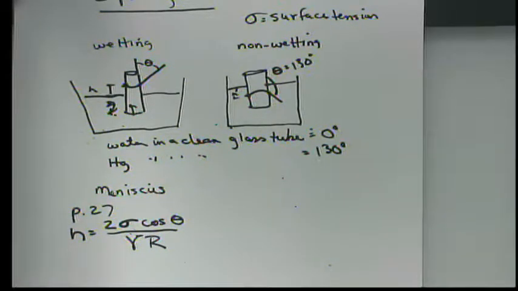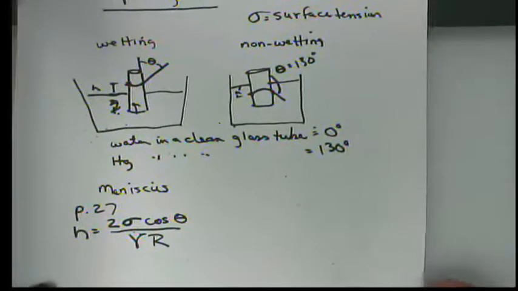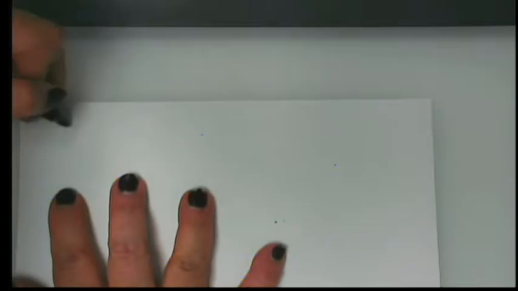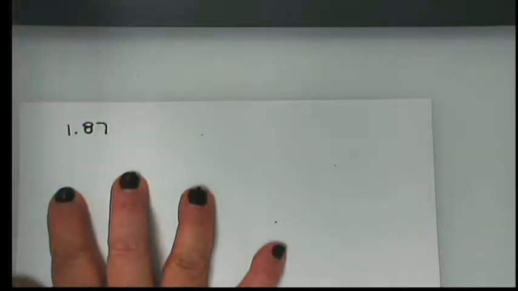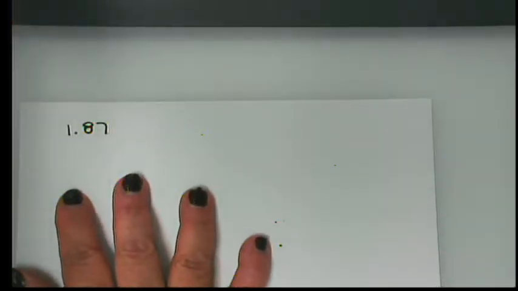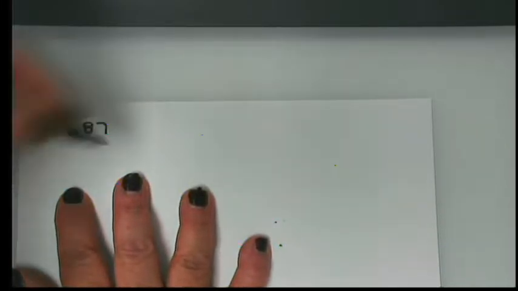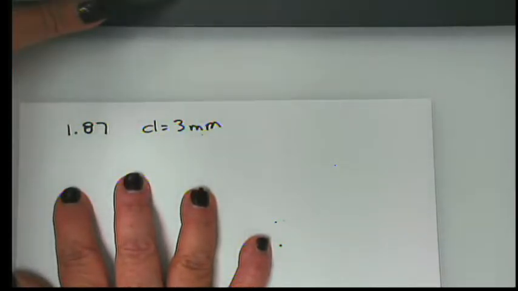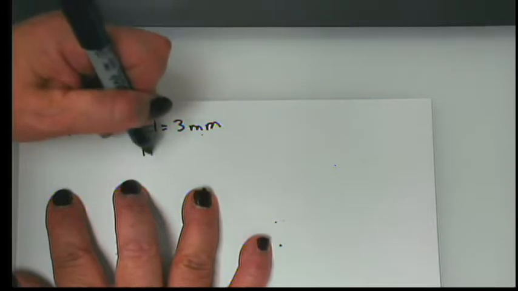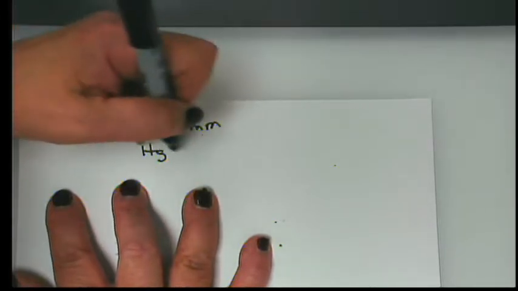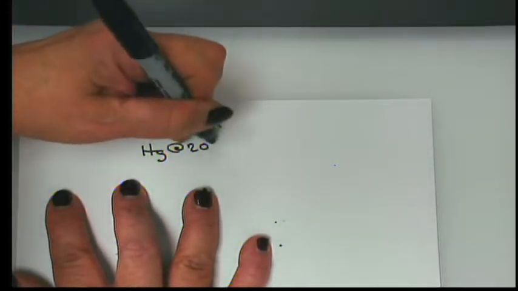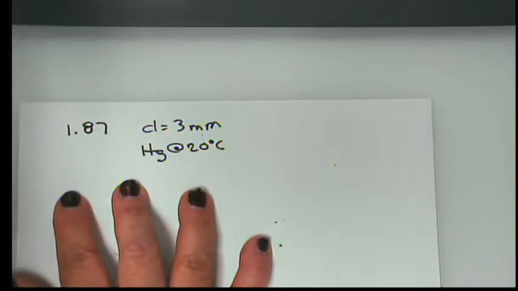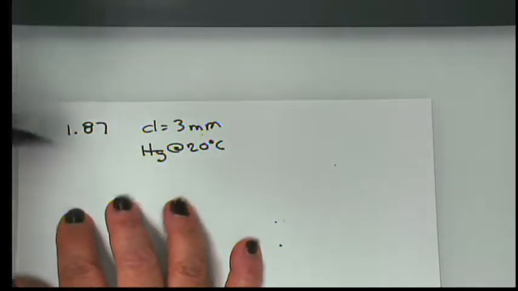All right, so I'm going to take a look at a problem for you. I'm going to do problem 187. Problem 187 states that we have an open, clean glass tube that has a diameter of 3 millimeters. It's inserted vertically into a dish of mercury, and the mercury is at 20 degrees centigrade. How far will the column of mercury in the tube be depressed?